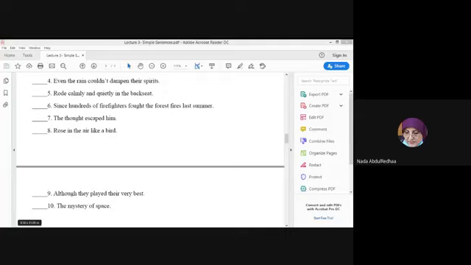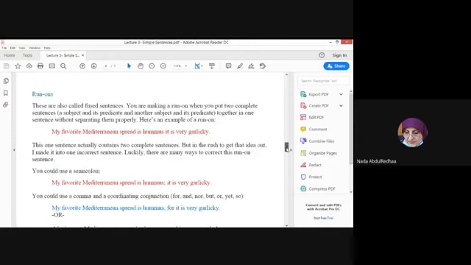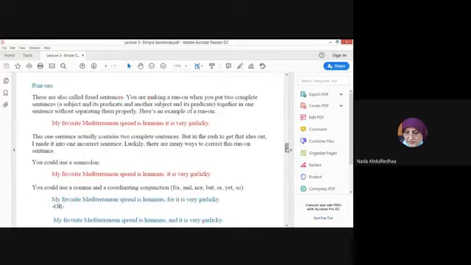Now, then after that, we have run-ons. Now, what is meant by run-ons? Sometimes you are saying them in a hurry, you put a sentence after a sentence after a sentence without using the correct conjunction word or without putting an end for your sentence.